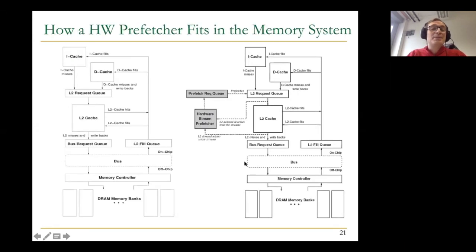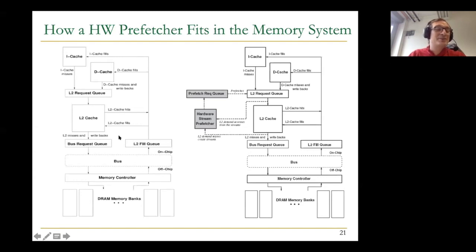Okay, this is one example of how a hardware prefetcher fits into the memory system. This is my Xfig drawing from maybe 14, 15 years ago in a paper that we wrote about prefetching, essentially. But you can see that this is a modern system at the time. Today, modern systems are more sophisticated. You have L3, L4 caches, etc. And you have the memory controller on chip actually today.